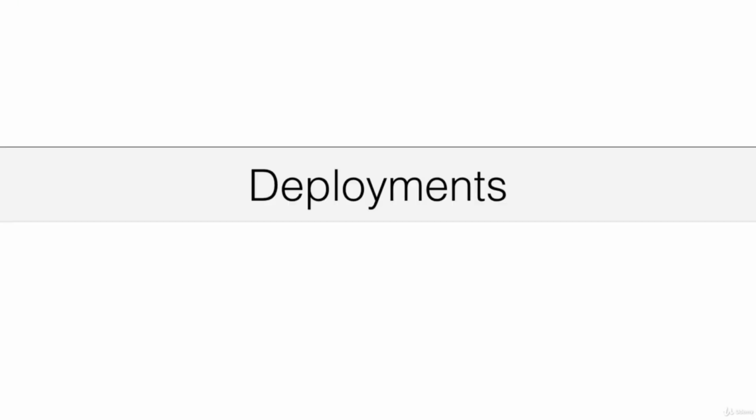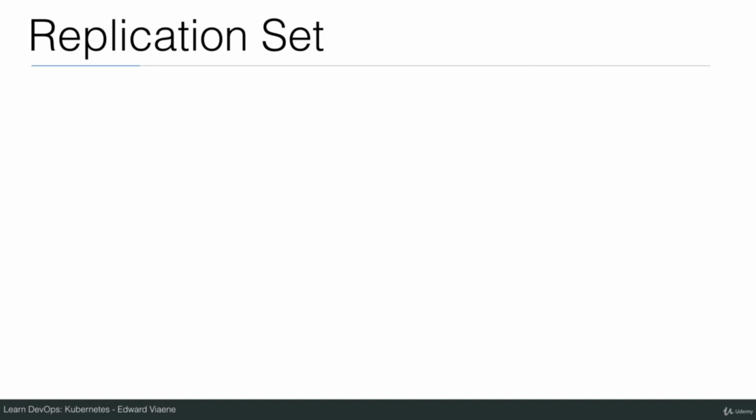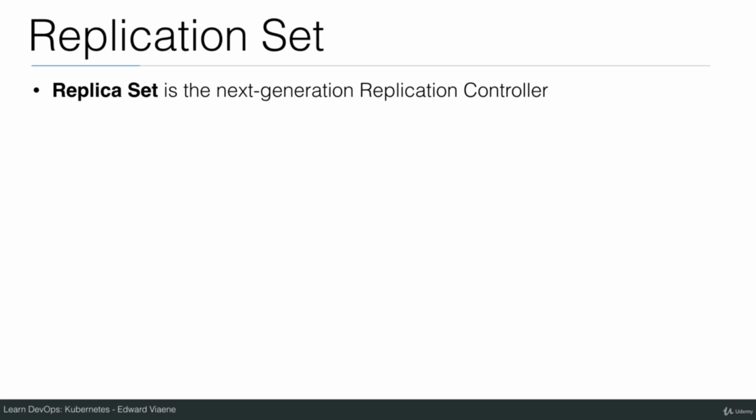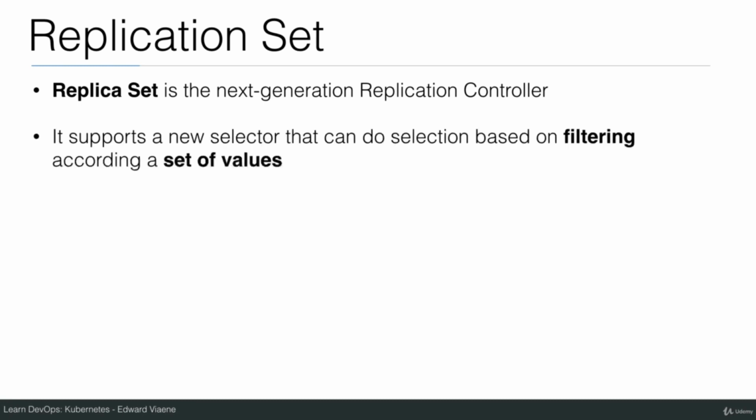In this lecture, I will be talking about deployments in Kubernetes. Let me first talk about the replica set. The replica set is the next generation replication controller. So it's a newer version of the replication controller that I just explained to you in the previous lecture.